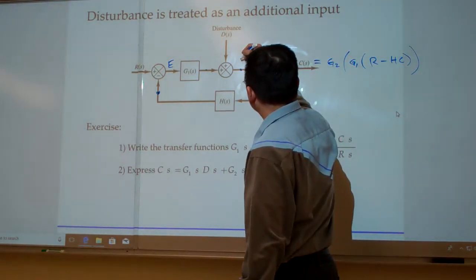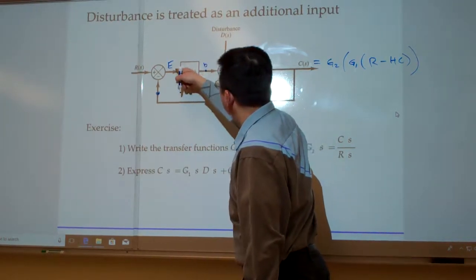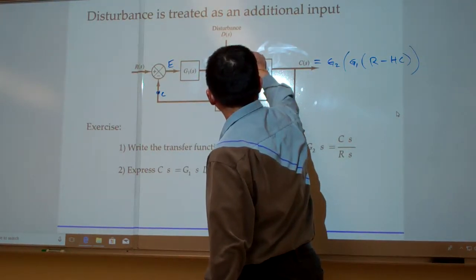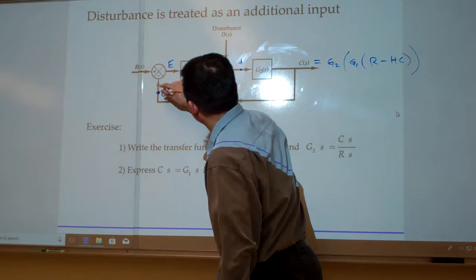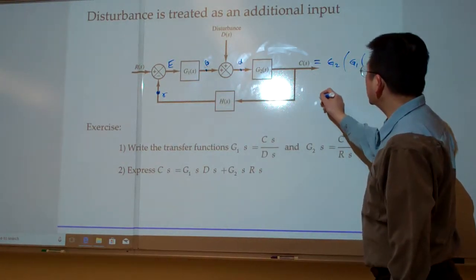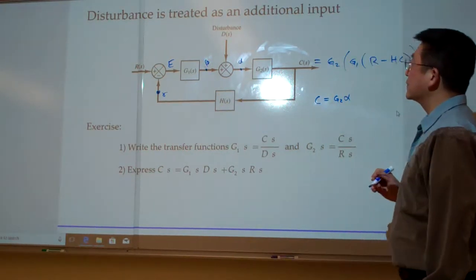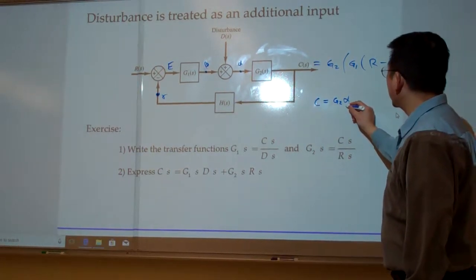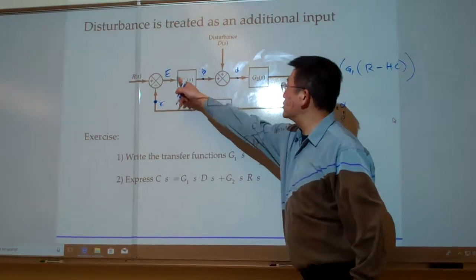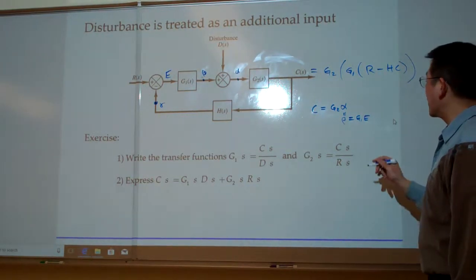So let me write up the signal here. Let me say this is signal A, this is signal B, this is E, and then I'll call these alpha, beta, and here the point is gamma. From here you can see C equals G2 times alpha, and here alpha equals beta, and beta equals G1 times E. Right? And then what is E?